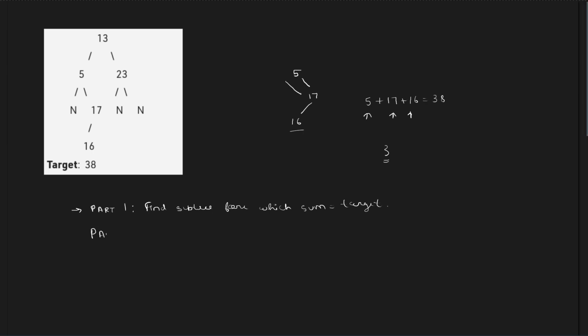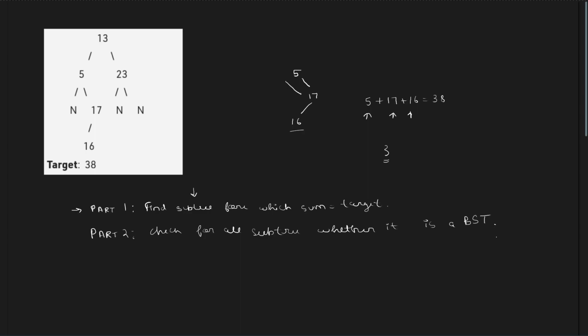Now part 2 will consist of going through all the subtrees which we have just found and checking whether they are BSTs or not. If it is an actual BST, then we have found our answer. Otherwise, we just move on to the next subtree. So check for all subtrees whether it is a BST, right? So this is what we are going to do.